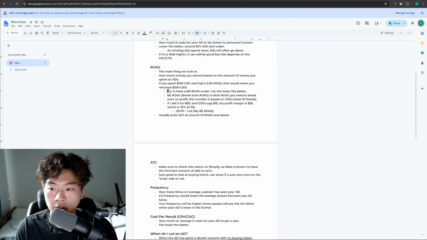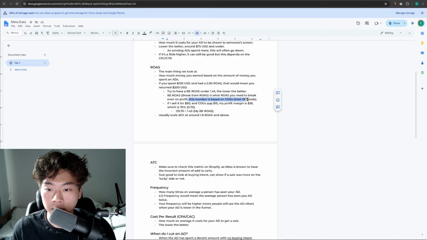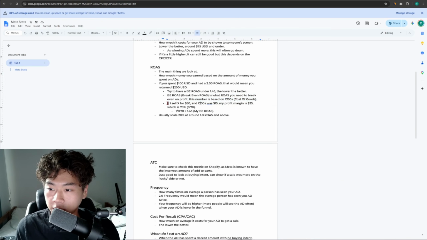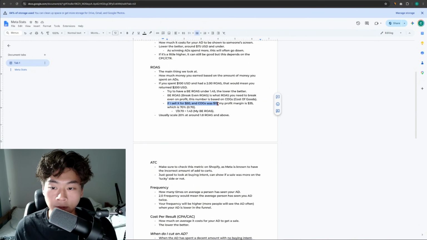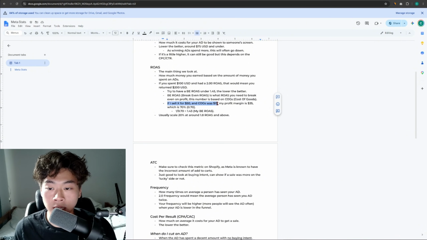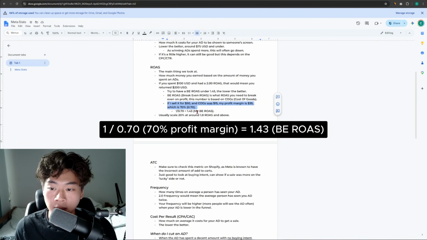We like to recommend that you try to have a break-even ROAS under 1.45. Obviously, the lower the better. A break-even ROAS is literally what ROAS you need to have when you spend on ads in order to break even on profit. And this number is completely based on your COGS, which is cost of goods. So an example here, if I sell X for $50 and COGS was $15, so it cost me $15 to sell it with the shipping, my profit margin is $35, which is 70%. So if I do 1 divided by 0.7, I get 1.43, which is my break-even ROAS.